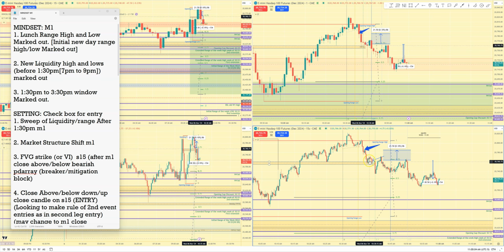Alright, so price came and I was waiting for a fair value gap strike. I had it there, successful. Boom. Waiting for a close below a down close, which was this one right here. Boom. I mean, up close. So this is the up close, and price closed down below it. Boom.